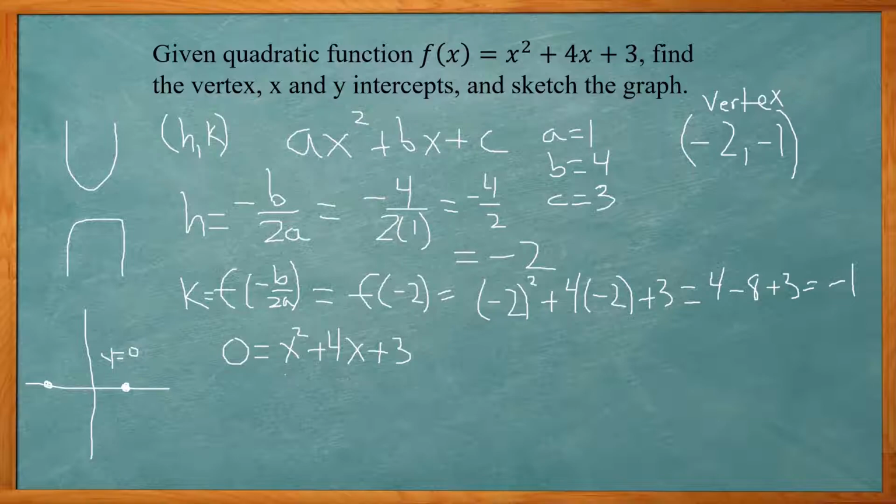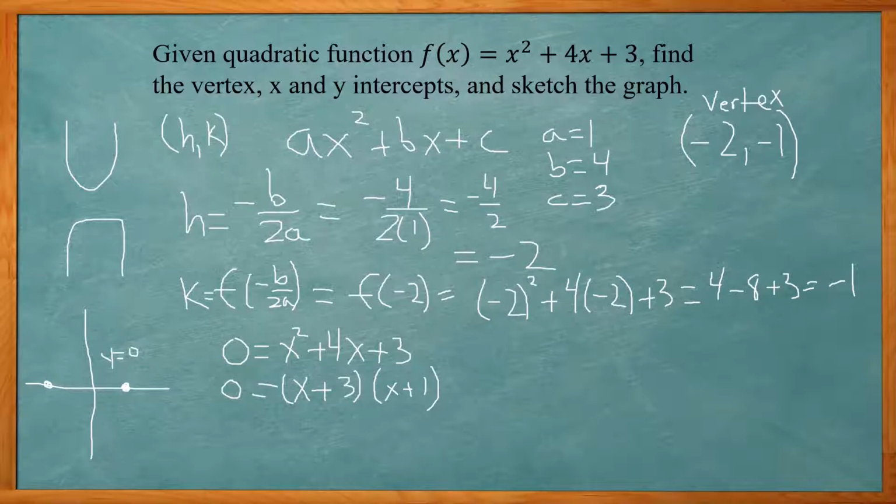Now if we factor, alright, I need two numbers that multiply to give me the 3, our c term, and add up to our b term, 4. So in this case it's kind of simple. I know it's going to be 1 and 3. 1 times 3 is 3, and 1 plus 3 is 4. So our two factors are x plus 3 and x plus 1.